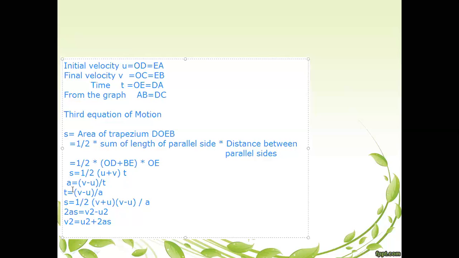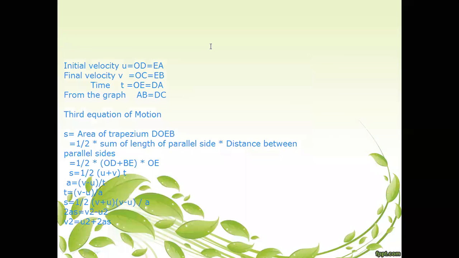So we know that acceleration equal to final velocity minus initial velocity divided by time. So acceleration equal to v minus u divided by t. So we find out the time. Time equal to v minus u divided by a. This equation we substitute in the distance equation, s equal to half into u plus v into t.